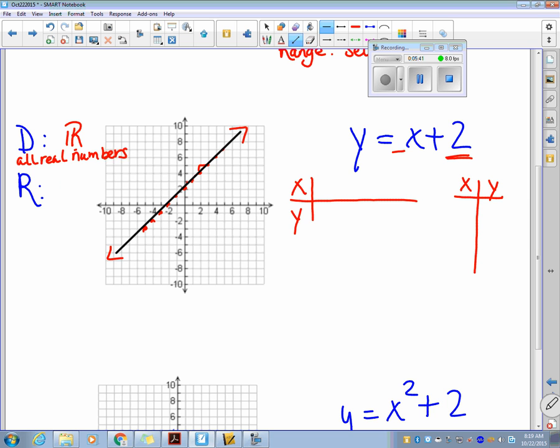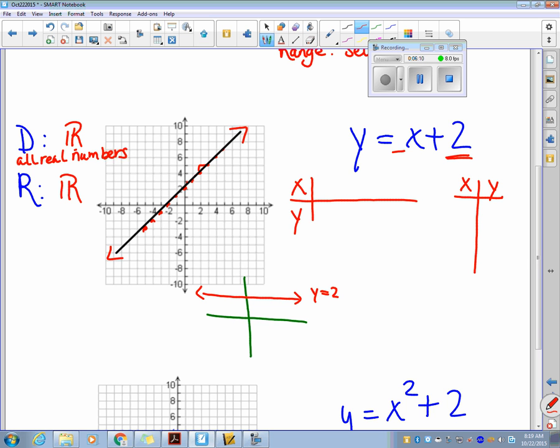Now, just because it's all real numbers and all real numbers for this line doesn't mean it's all real numbers and all real numbers for every line. Okay, here's what I mean by that. If I have this line, and here's my graph, this is the graph y equals 2.